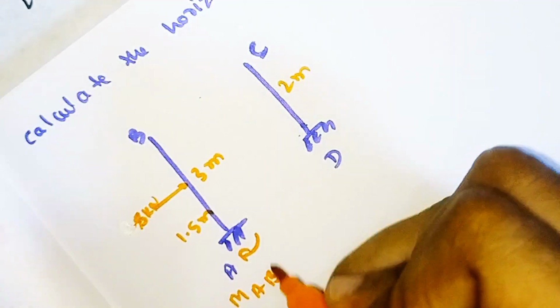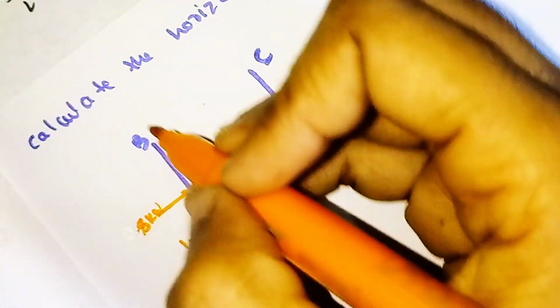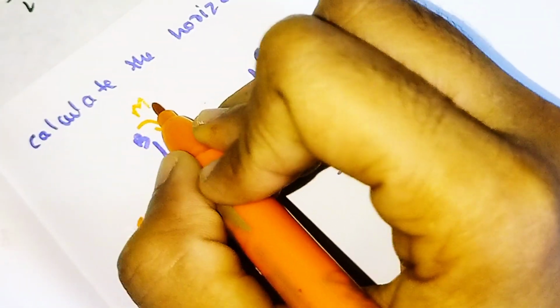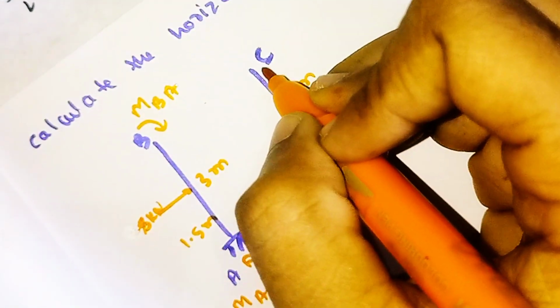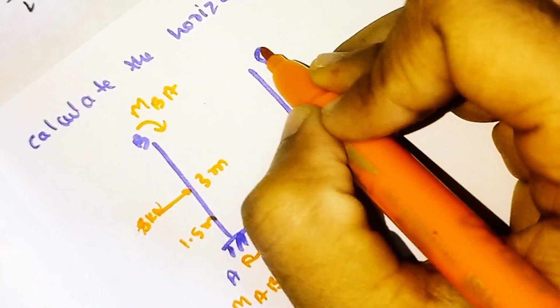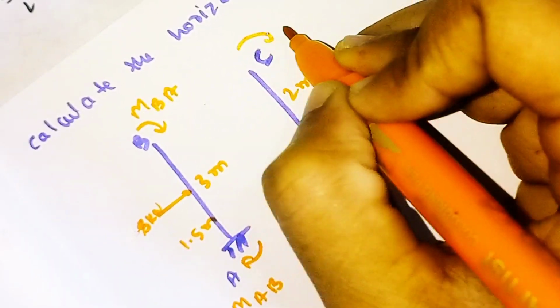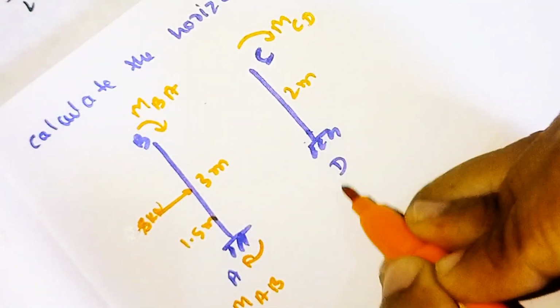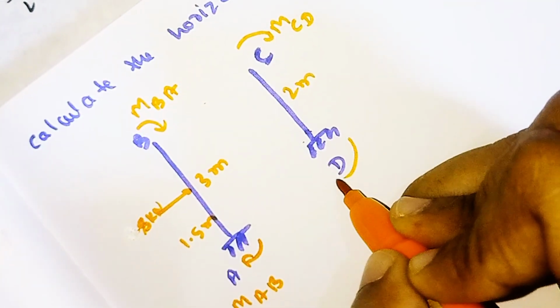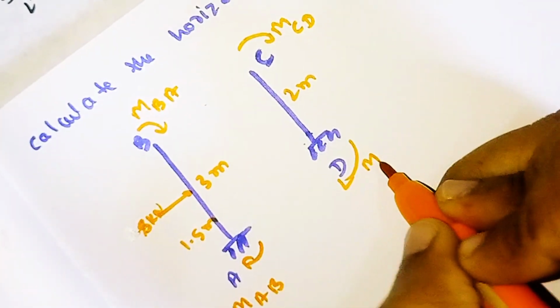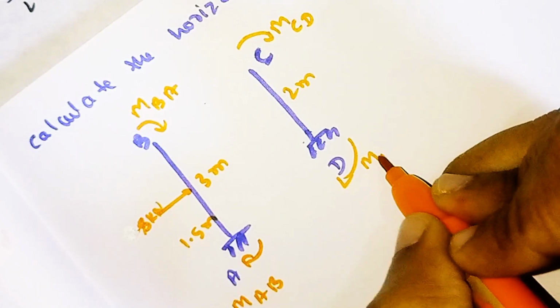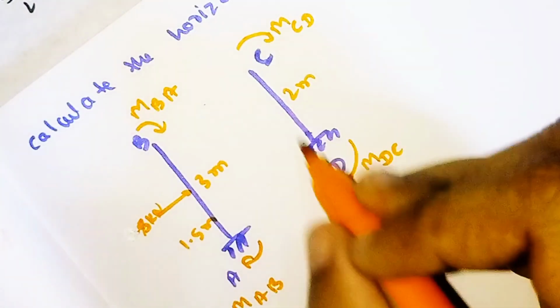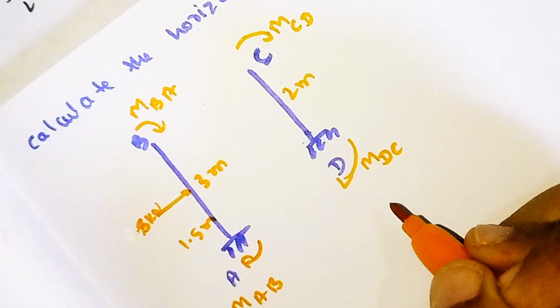So at point B, the moment MBA takes place. At point C, the moment about point C is MCD. At point D, the moment about point D is MDC. So all are clockwise.